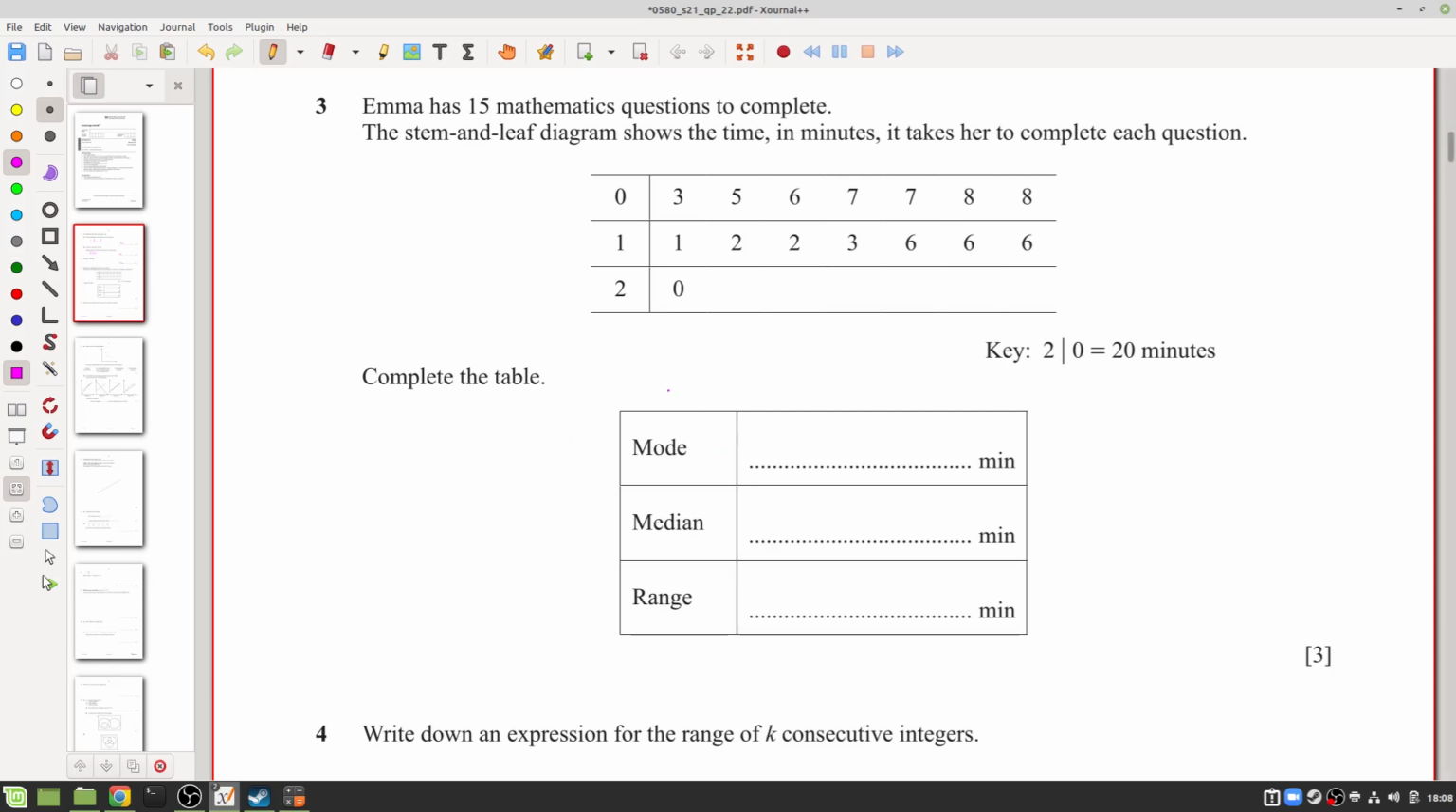The mode. What is the mode? The mode is the most common number, or the number with the highest frequency. What is that? There are 2 7s, 2 8s, 2 12s, 3 16s. So 16 is the most common amount of time. The median, that's the middle number.